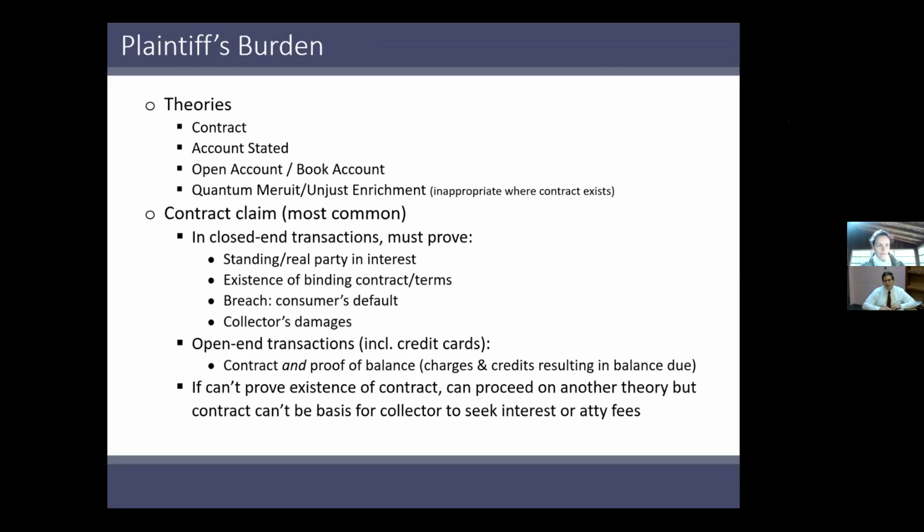If they don't bring a contract theory, that means they've got a weaker case. And just like every other contract, you need offer, acceptance, breach, damages. And for debt collectors, they have to show that they have standing. That's just an extra level that they have to come in there and prove, to show that they are who they say they are.